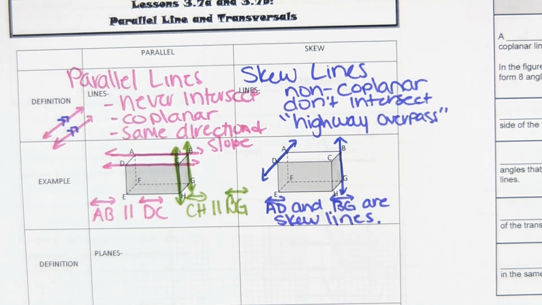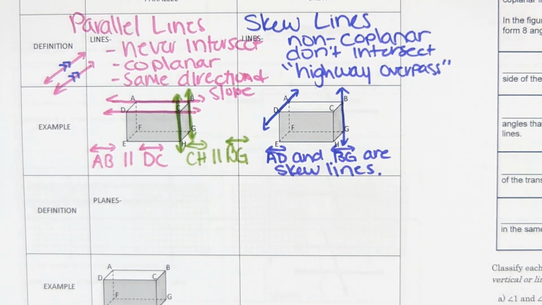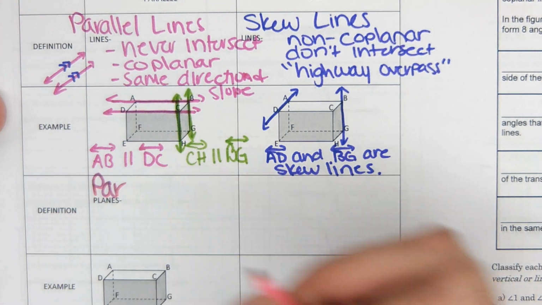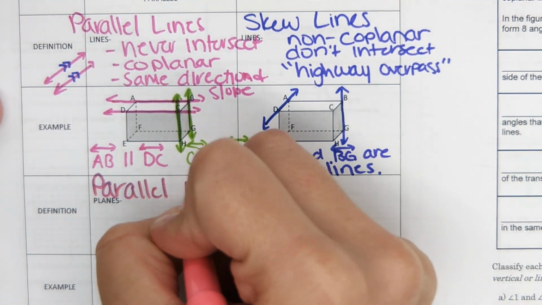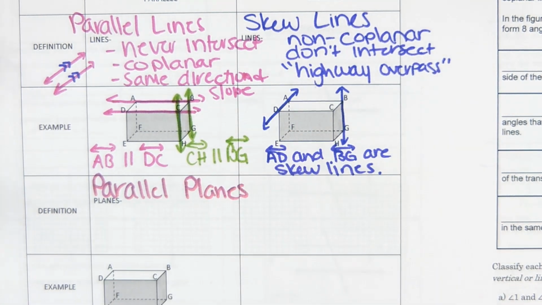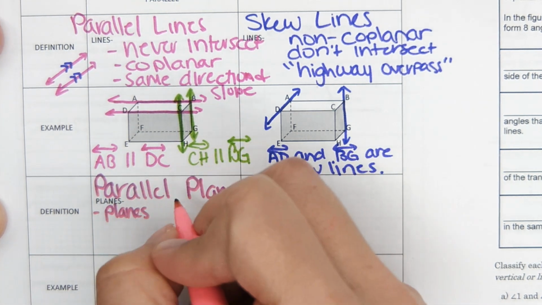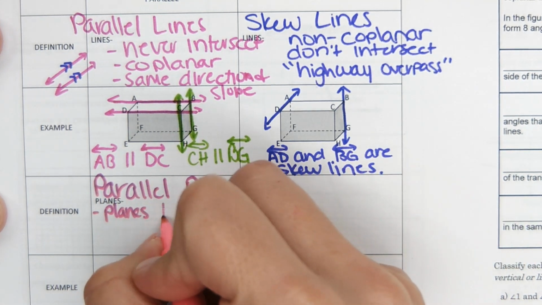Okay, and then the next thing is parallel planes. Parallel planes are exactly what they sound like. It's planes that run parallel and never intersect.